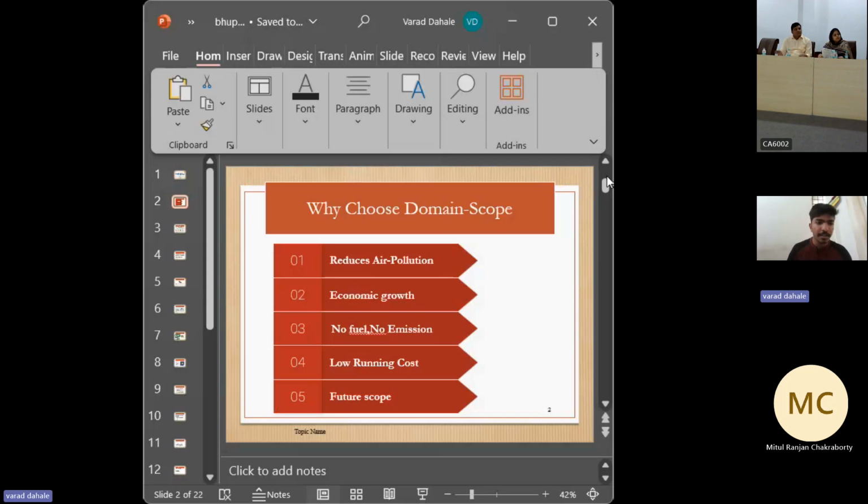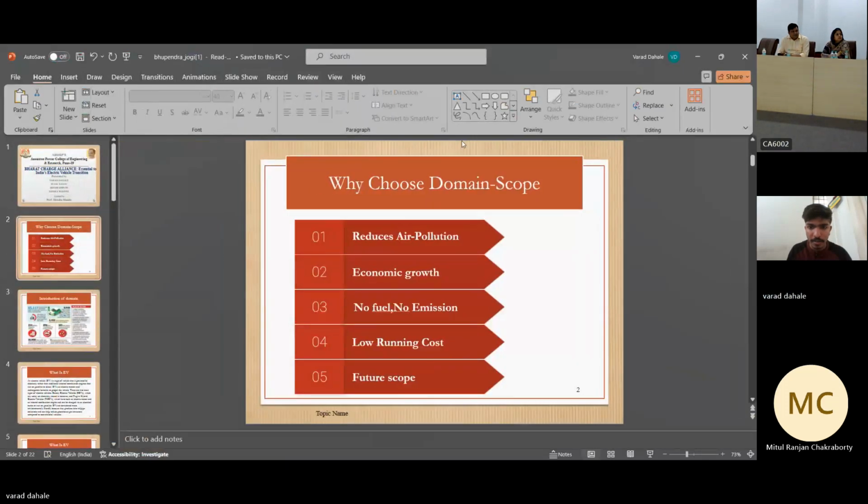Sir, here is our domain scope. It reduces air pollution and it is helpful for our economic growth, and it is cheaper than other vehicles which run on petrol or diesel, and the future scope is far greater.